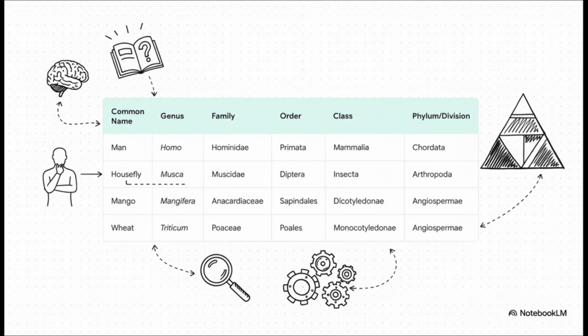Let's trace humans, for example. Our species is sapiens in the genus Homo. Related genera are grouped into the family Hominidae, which is in the order Primata, in the class Mammalia, and finally in the phylum Chordata. And here's the big idea you need to grasp. As you go up the ladder from species to kingdom, the groups get bigger, and the members have less and less in common with each other.